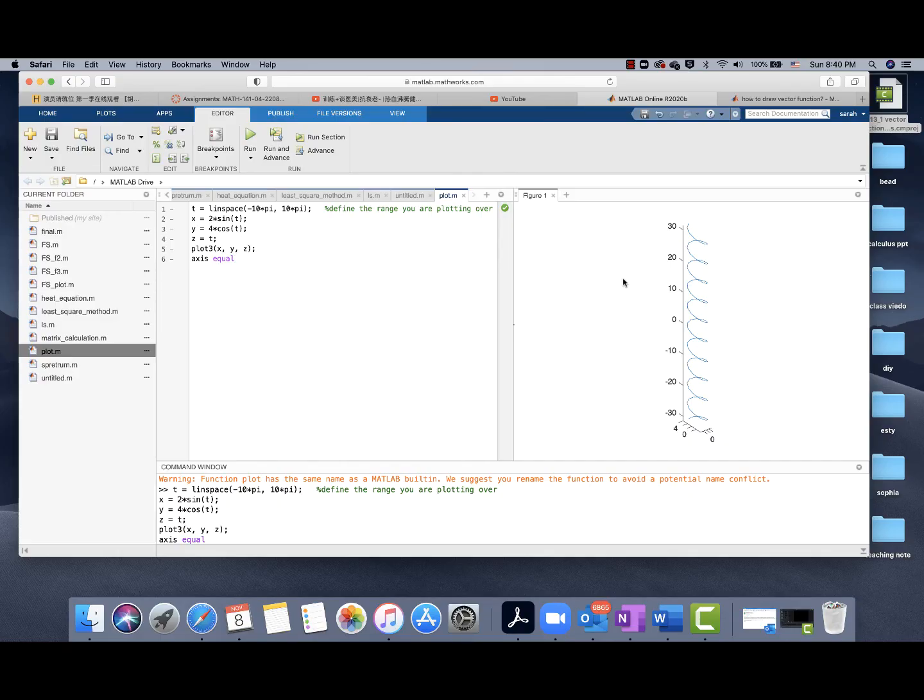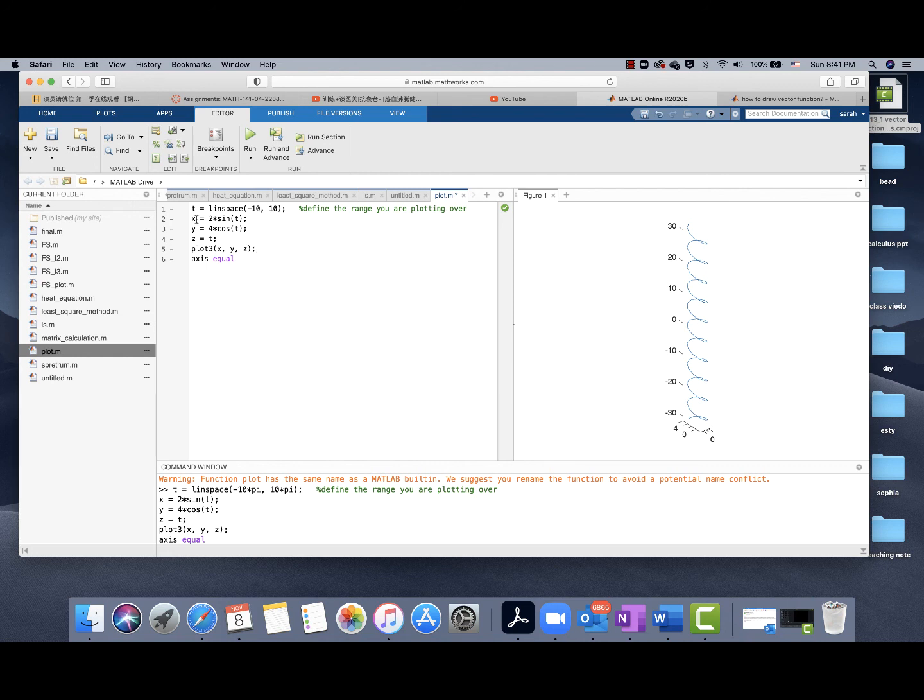Here I want to show you how to use a computer to draw the graph. This is my MATLAB. You can download MATLAB or you can just use the online version. I just like to use the online one, so it's not going to take my computer space. You can take a look here. We give t some value, from negative 10 pi to 10 pi. So that's the t value. You can also choose negative 10 to 10, whatever you like, because you can choose anything you like.